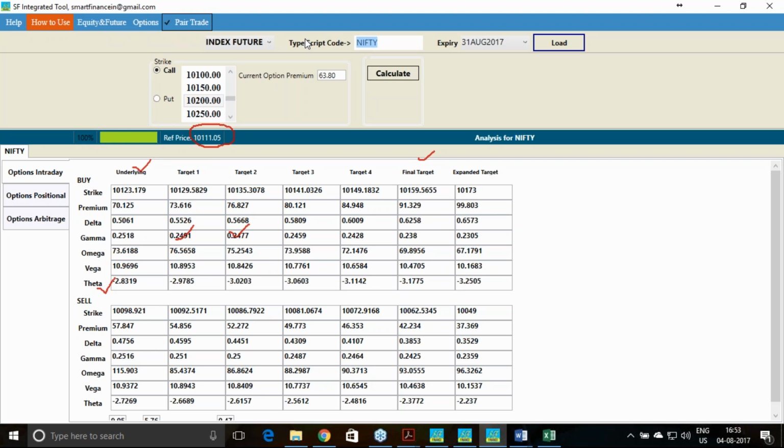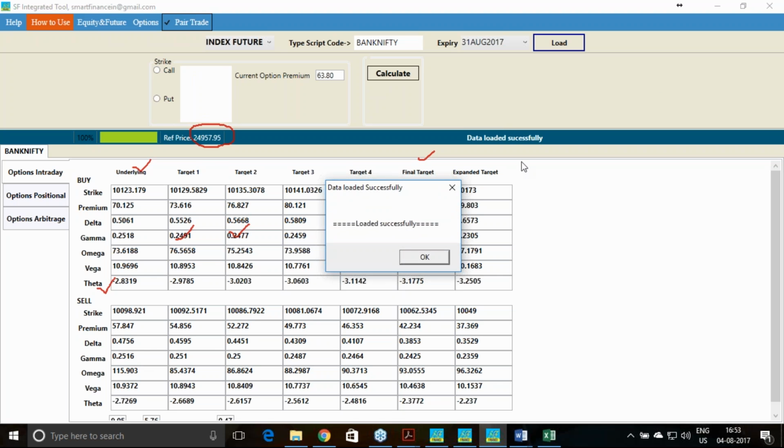Suppose you are going for Bank Nifty, the same way you can go for Bank Nifty. Weekly options we are not giving. I'll make it clear once again: none of our tools has Bank Nifty weekly options, because Bank Nifty weekly options have so far not rewarded ₹1 profit to any trader. Most of the traders have lost money in that.